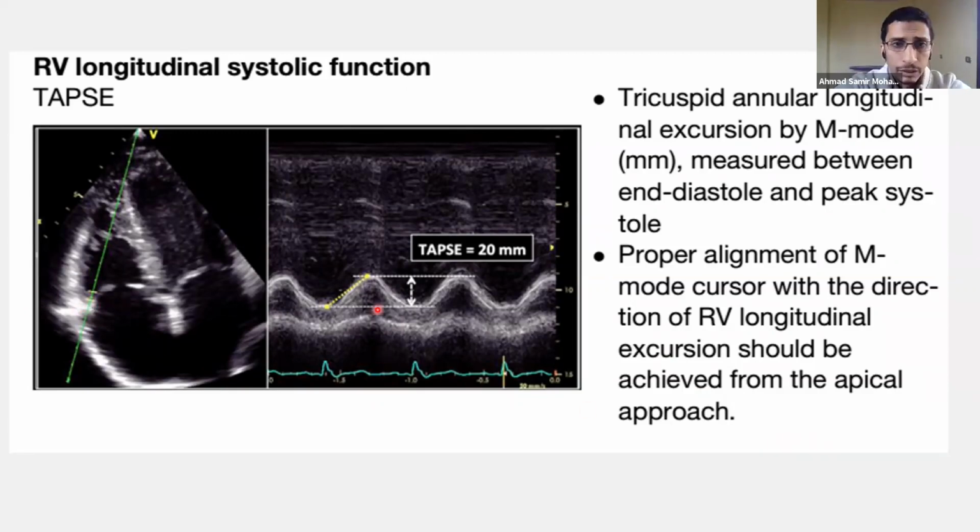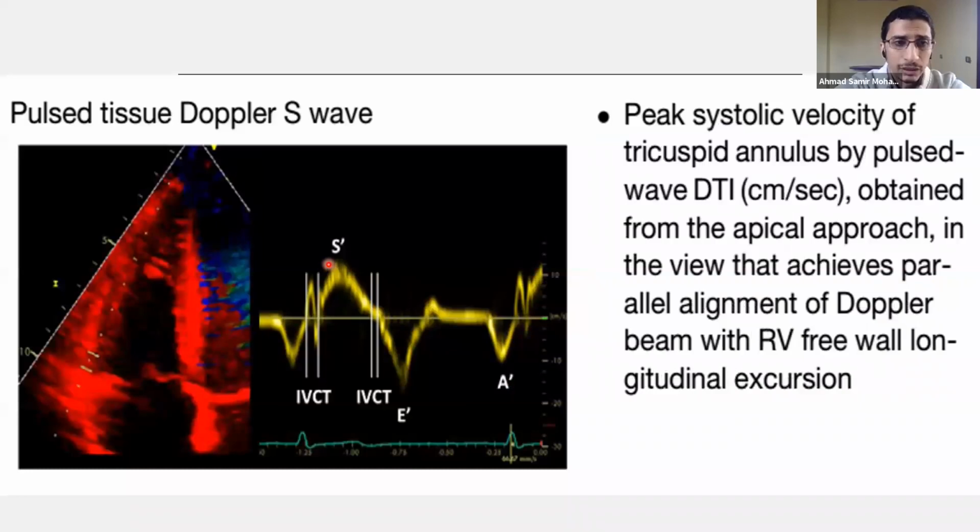By M mode, we can get to the TAPSE, and it represents the tricuspid annular plane systolic excursion. And this is the amount of migration in millimeters, and we are accepting anything above 16 or 17 millimeters. And on the other hand, if we traced it by tissue Doppler, the S prime will represent the velocity of migration, and we can accept anything above 10 centimeters per second. And we usually assume that any figure below 6 centimeters per second represents significant dysfunction of the RV function.